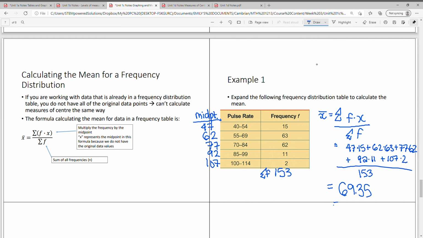And we're going to keep an extra decimal place, so we'll round up to 69.4. So when I say keep an extra decimal place, we have 0 decimal places in the data here, and the rule in statistics is you keep one extra decimal place.